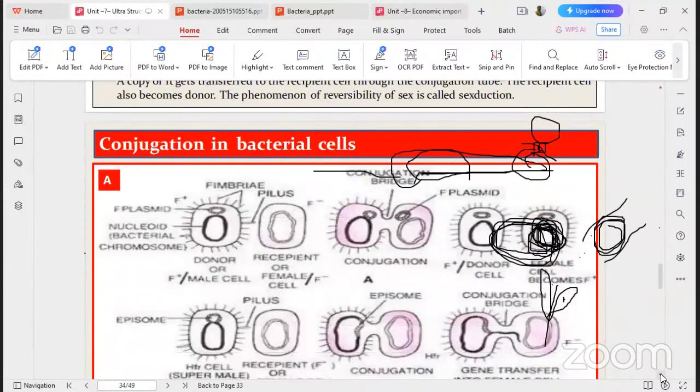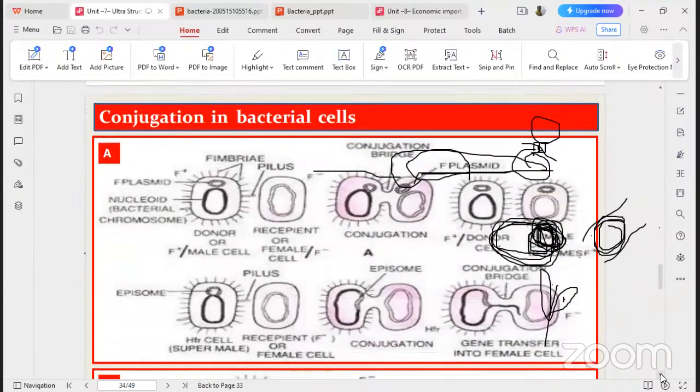Here you can see what happens in conjugation. You see two opposite strains, F plus and F minus. F plus strain and F minus strain. F plus means, can anybody say what F plus means?